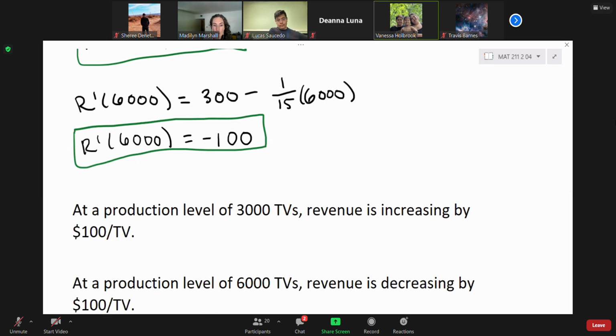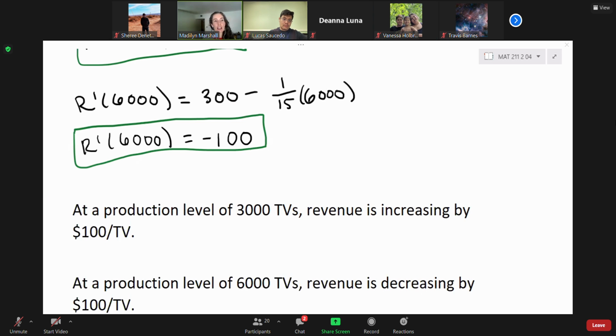Is that because there's typically more discounts when you buy in bulk? Yes, it comes from the price demand equation that says as demand increases, or as that x increases, the price is decreasing. Gotcha. So yes, the price is going down.